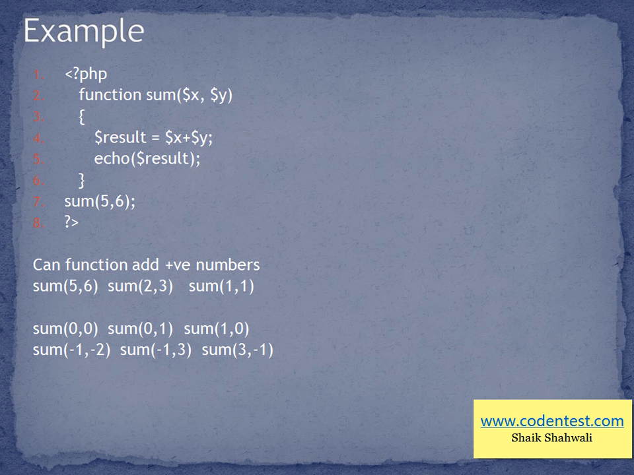And on line 7 we are calling the function sum and passing values to x and y. In this case we are passing 5 and 6. So now x is 5 and y is 6. So the result will be 11, which will be displayed on our screen. So that's our program. This adds two numbers.